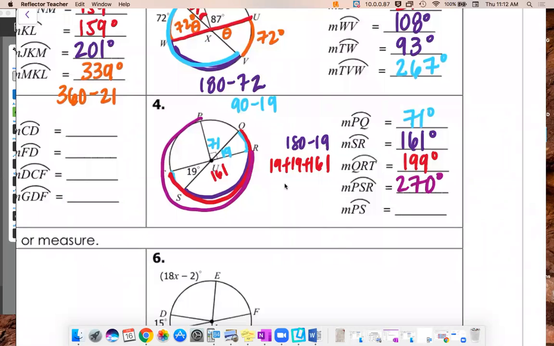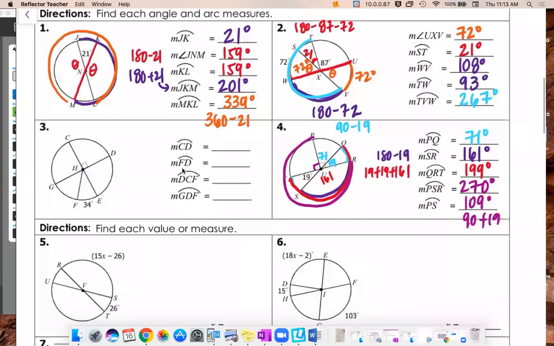And then the last one they want us to find here is PS. So I want to find this right here. Well, if this is 90 degrees, that means this also has to be 90 degrees because this line is a diameter. So on this side, it should be a total of 180. So this is also 90. So to get just this little arc PS, I do 90 plus 19, and I get 109 degrees. So it's just 90 plus 19. So you guys are just using your angle facts, working yourself around. And then again, the main fact is just that your central angle is equal to the arc angle.